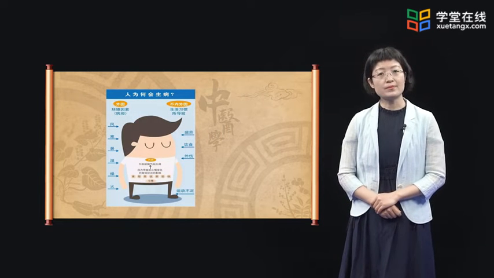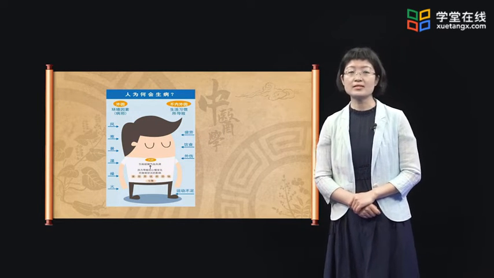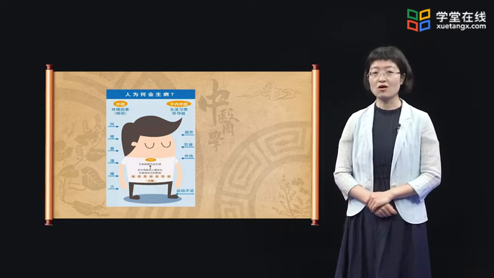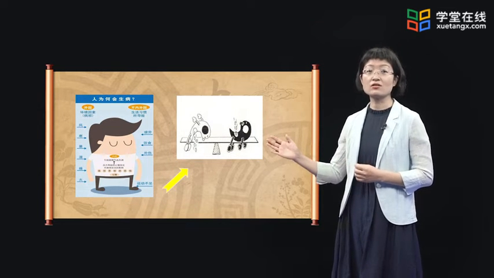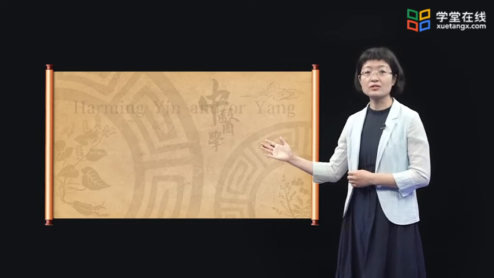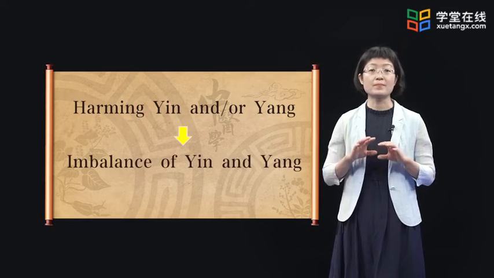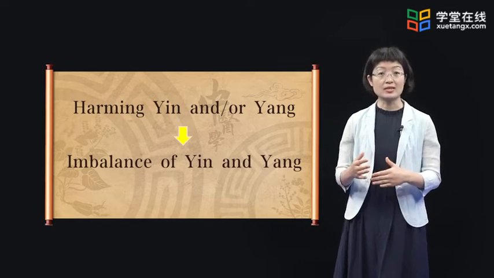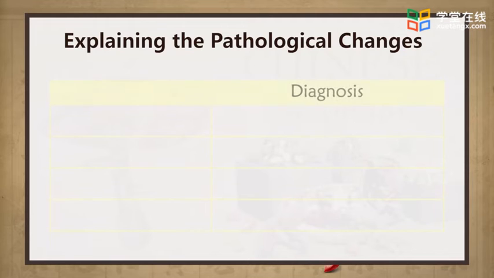In our clinical practice, one of the questions concerned by most patients is why we got sick. A simple way to answer the question is to tell the patient that a lot of pathological factors could injure yin or yang, then induce an imbalance of yin and yang, which means disease. Here are examples of how to explain the pathological changes by using yin-yang theory.